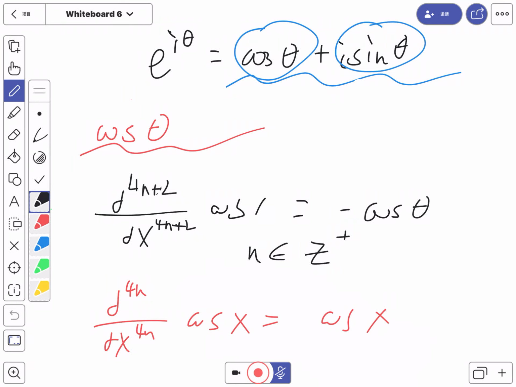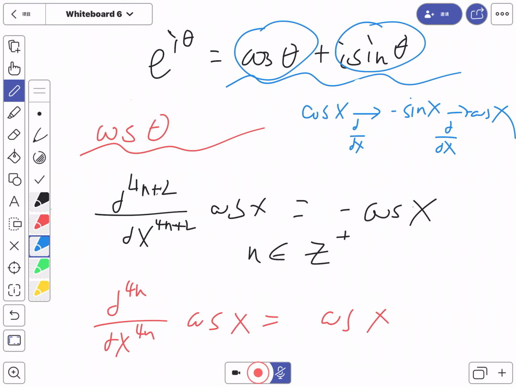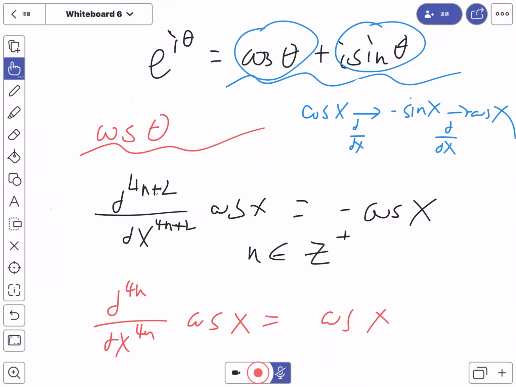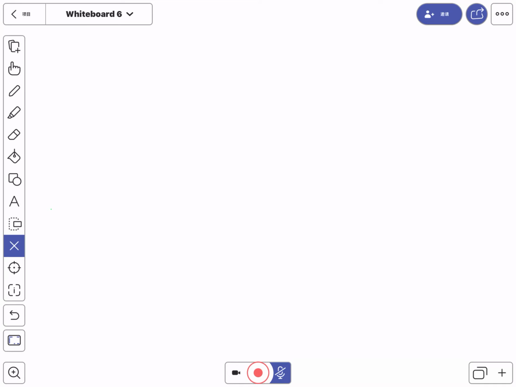So why is that? Well, this is because if we take the derivative of cosine of x, then you get negative sine of x, and then take the derivative again, you get negative cosine of x. So you can see it's basically cycling through, two derivatives at a time, which proves this claim right over here. So now, how do we generalize the thing we just discovered?